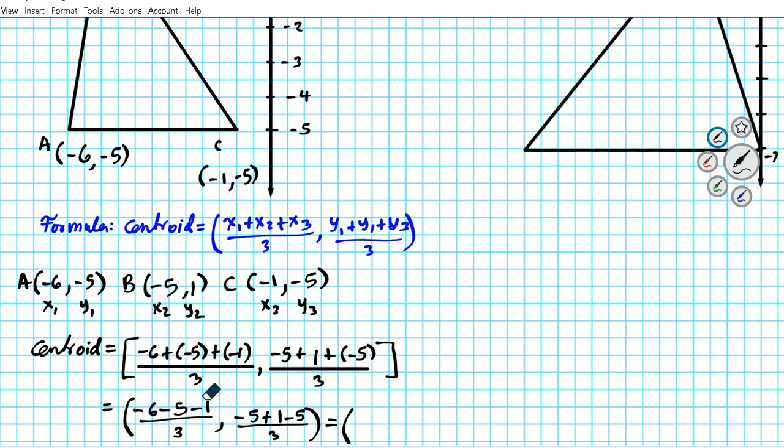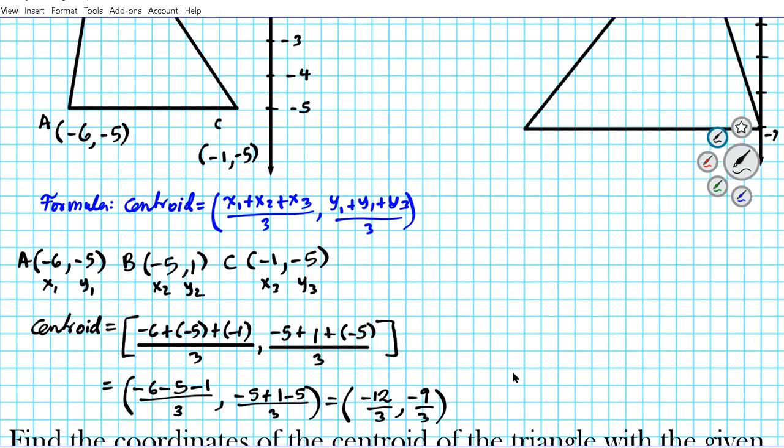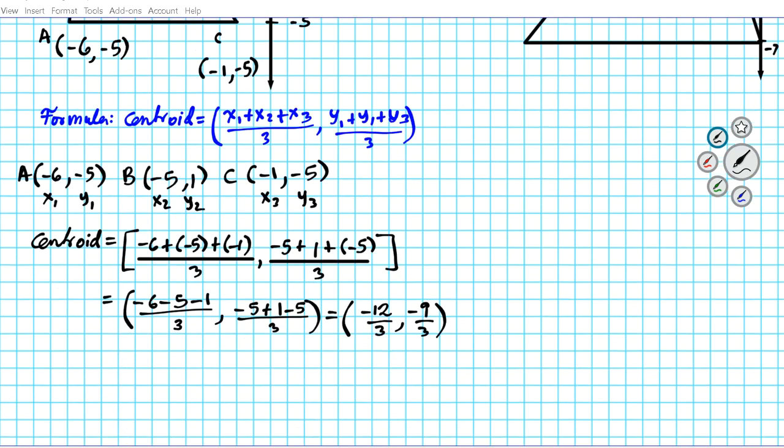Negative 6, negative 5, negative 1. All the signs are the same, so you add and keep the sign. Okay, so this would be negative 12 over 3. And then over here, negative 10 plus 1 is negative 9. Negative 9 over 3. Now we're going to go ahead and divide. When we divide, we get our centroid, which is negative 4, comma, negative 3. All right, so that's our centroid.